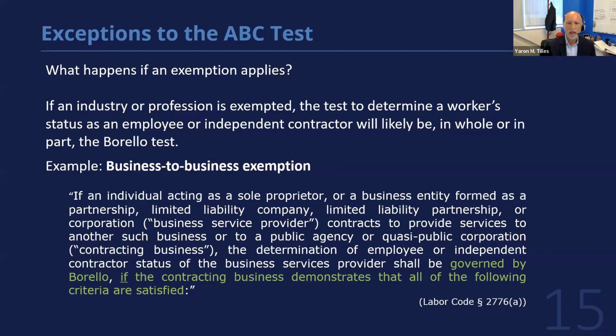states, if an individual acting as a sole proprietor or a business entity formed as a partnership, limited liability company, limited liability partnership, or corporation contracts to provide services to another such business or to a public agency or quasi-public corporation, the determination of employee or independent contractor status of the business service provider shall be governed by Borrello if the contracting business demonstrates that all of the following criteria are satisfied. What is that following criteria?